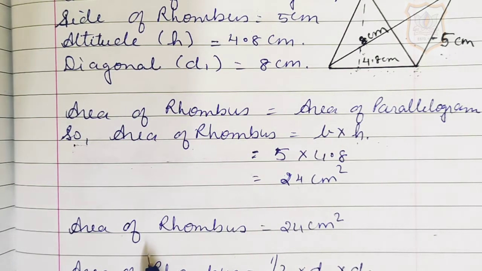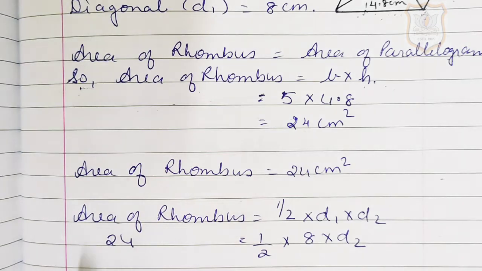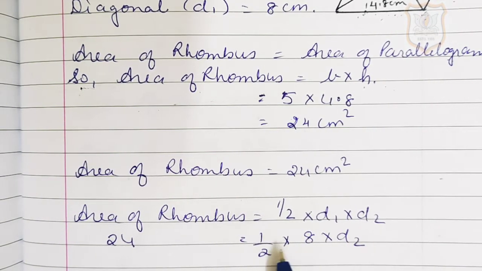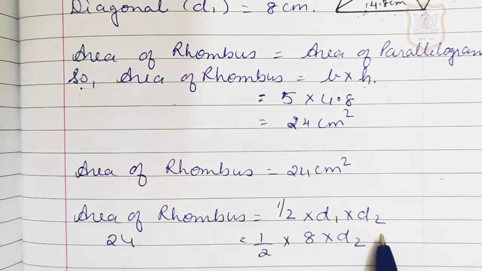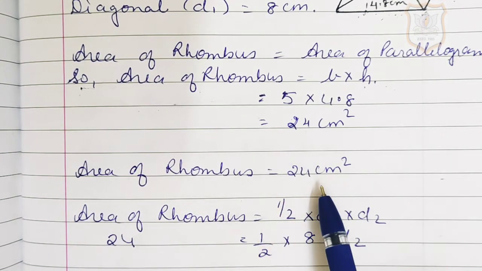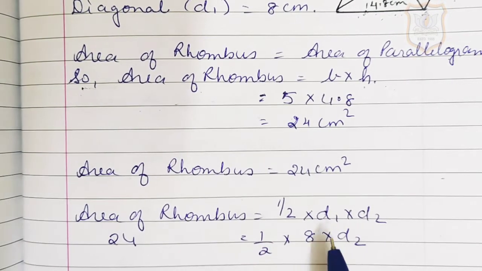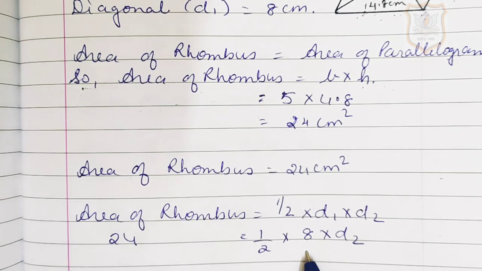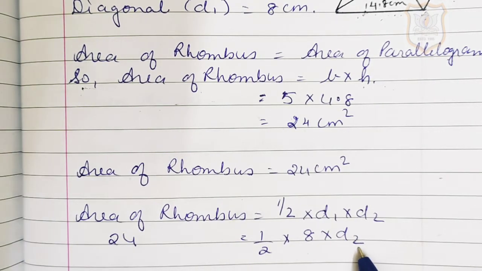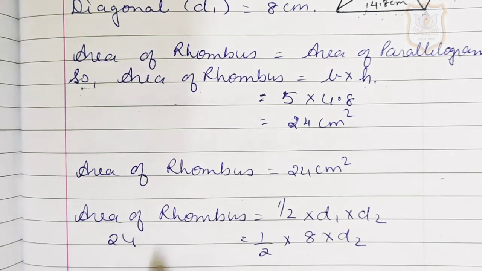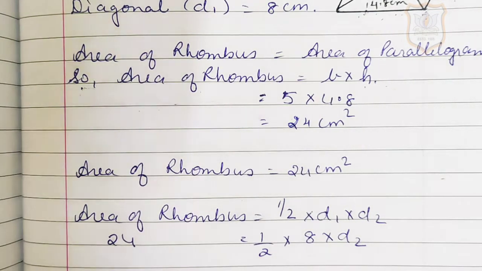Now we can use the formula of area of rhombus to find out the other diagonal. Now here area of rhombus equals to half multiplied by D1 multiplied by D2. Area of rhombus is half into product of its diagonal. Now area of rhombus, as we know, it's 24 cm square equals to half, we will write as it is, and D1 is 8 cm, it's given in the question, and here we don't know the length of diagonal 2, so we will write here as it is D2. So 24 equals to half into 8 into D2.